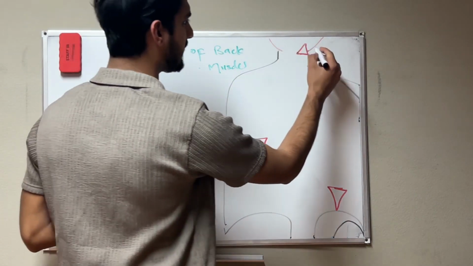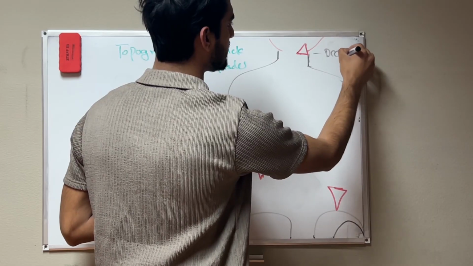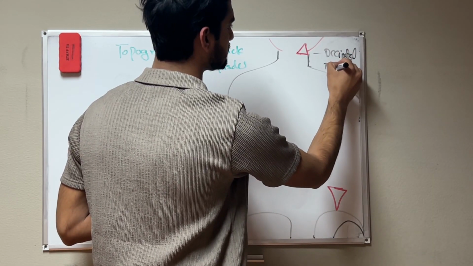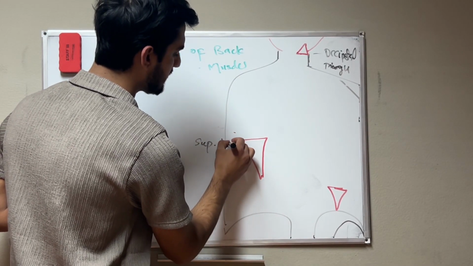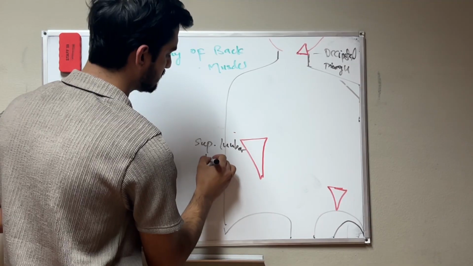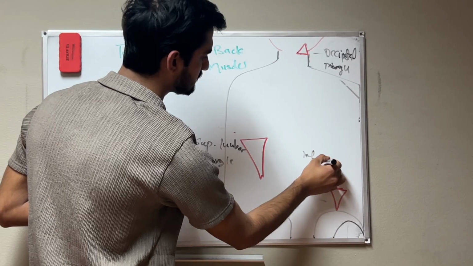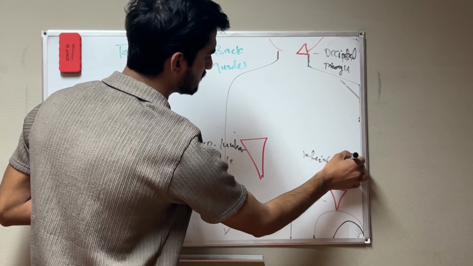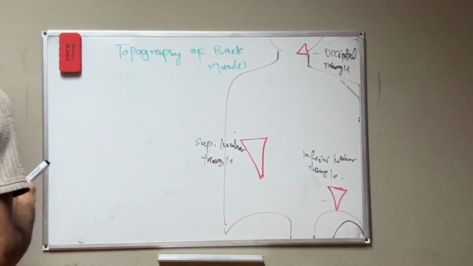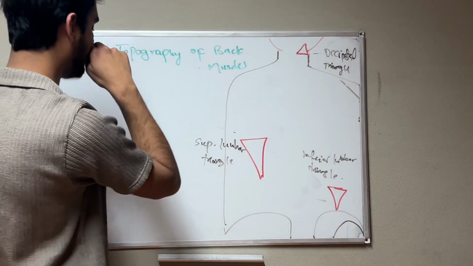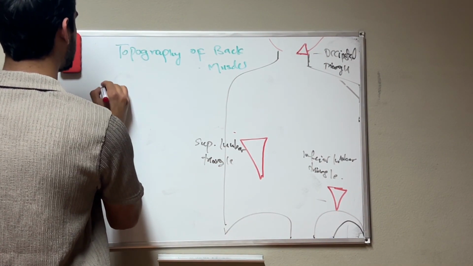First, this is the occipital triangle, this one is the superior lumbar triangle, and this is the inferior lumbar triangle. These are the three triangles present in the back muscle. First we will discuss the occipital triangle.